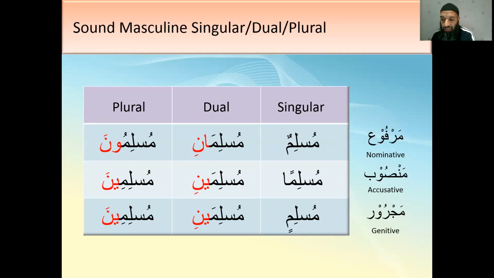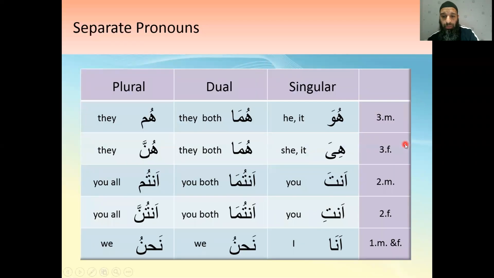You also need to learn the gender. Is it masculine or feminine? The case: marfu, mansub, majroor, and also the gender. So you will learn that by learning these tables. There are no more tables. That's all there is. It's just practice now, inshallah. So let's do a bit of practice.